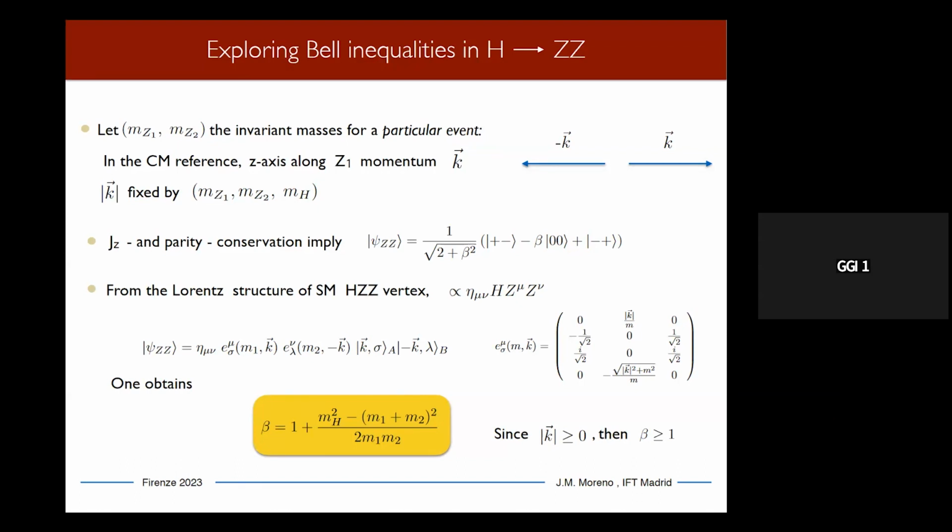So then from the Lorentz structure of the vertex, you could reconstruct that particular state using just the polarization vectors or the helicity amplitudes. And then you get that the beta value can be written as a function of the two masses and the mass of the Higgs. Of course, the momentum has to be larger than 0, and then beta has to be larger than 1.